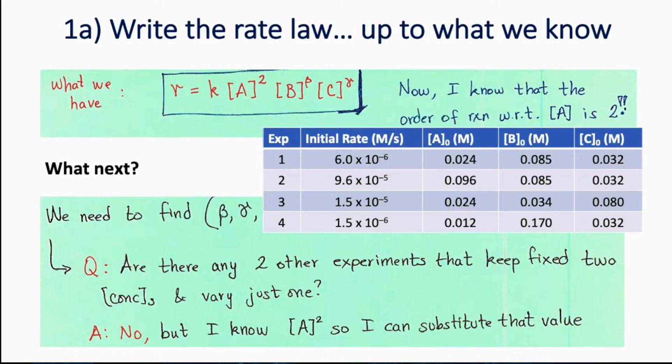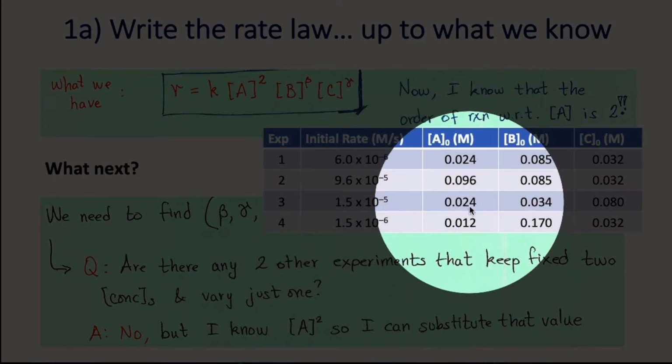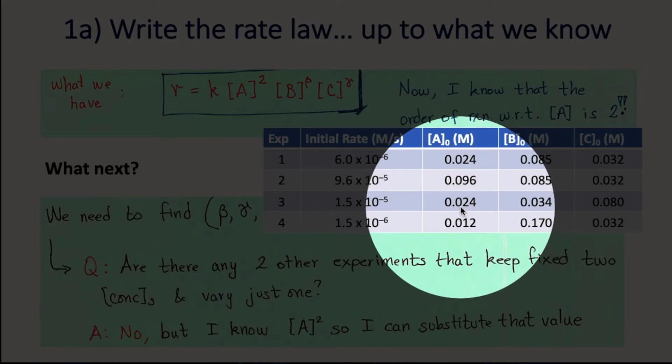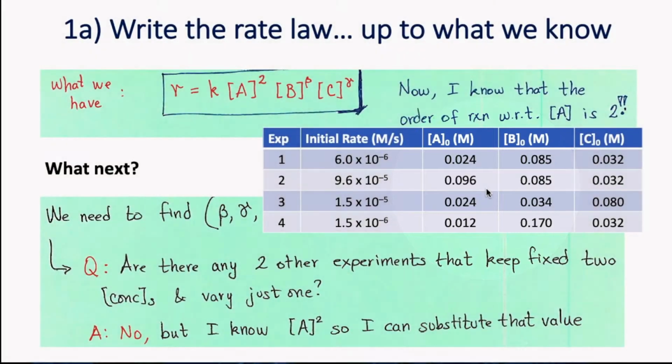But one thing that I know is this quadratic relationship with respect to A. So at the end, I don't really have to care much about A because I can treat it numerically. I just substitute the value of the concentration, I square it, and then I get a number.